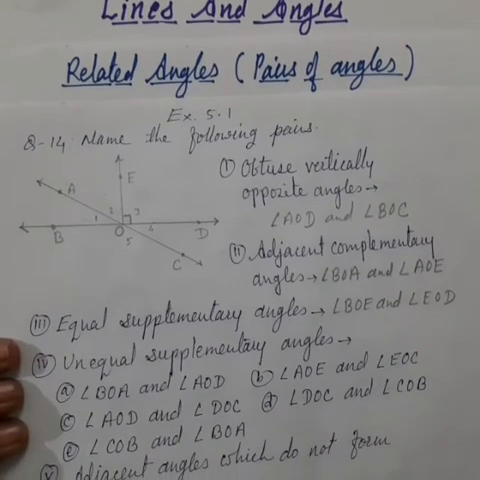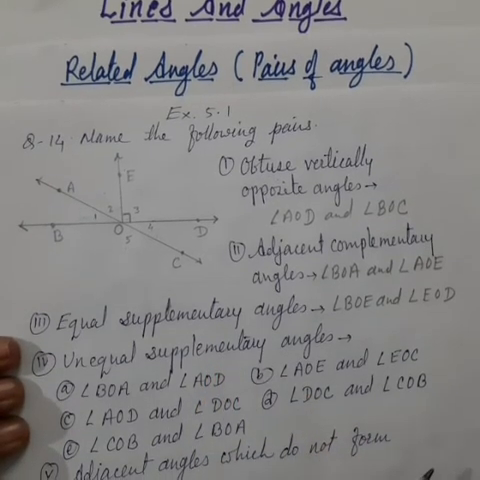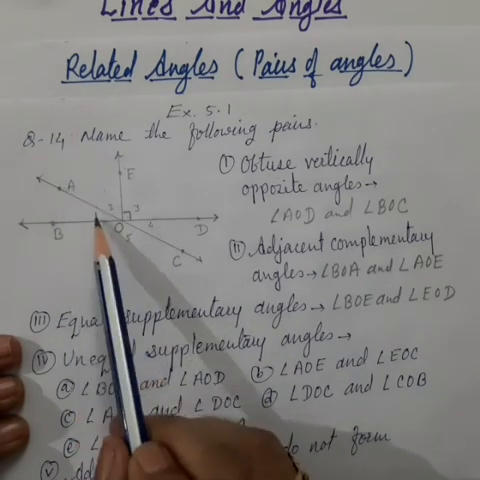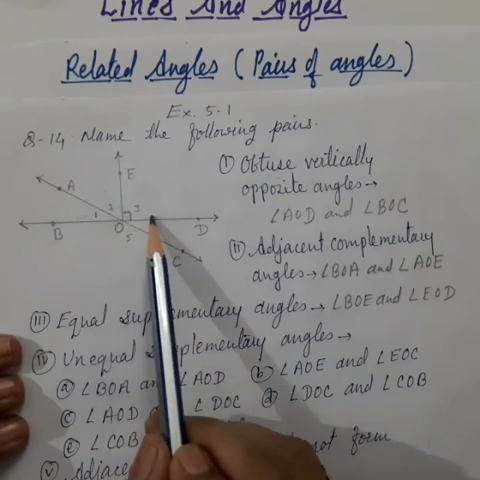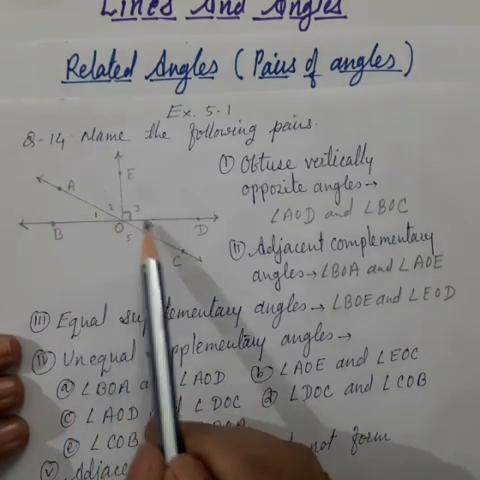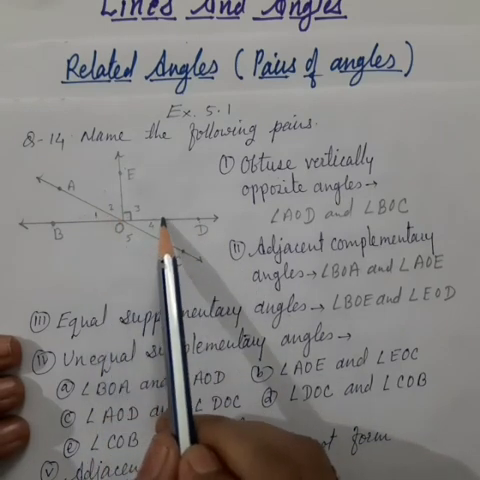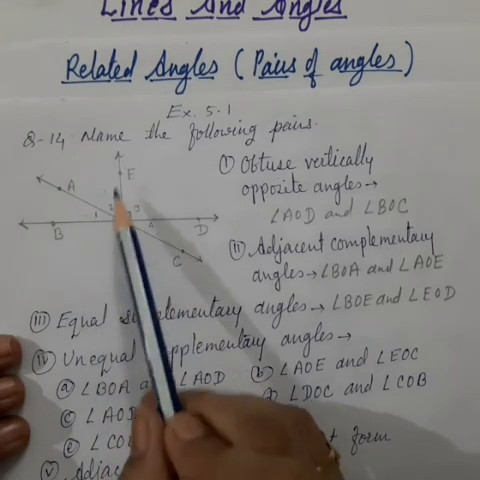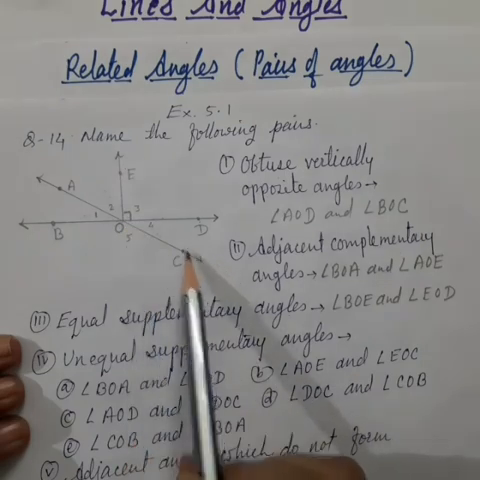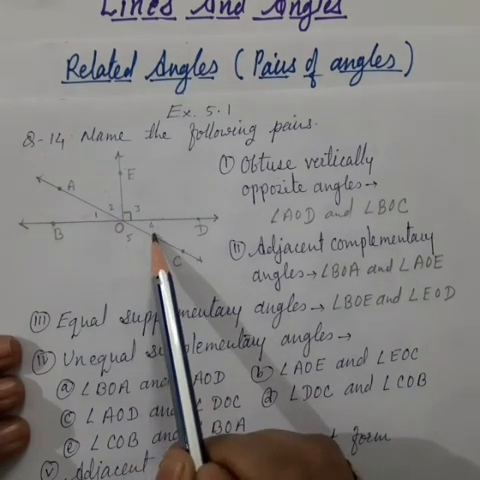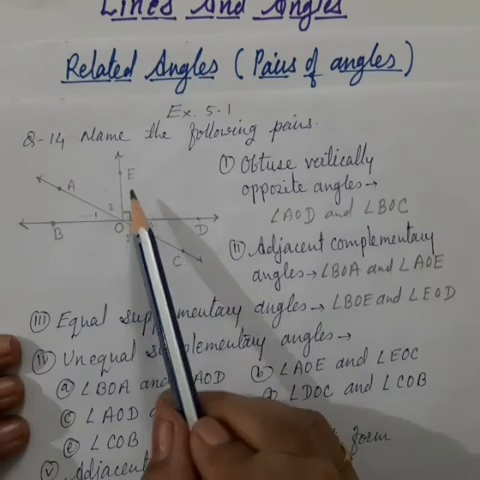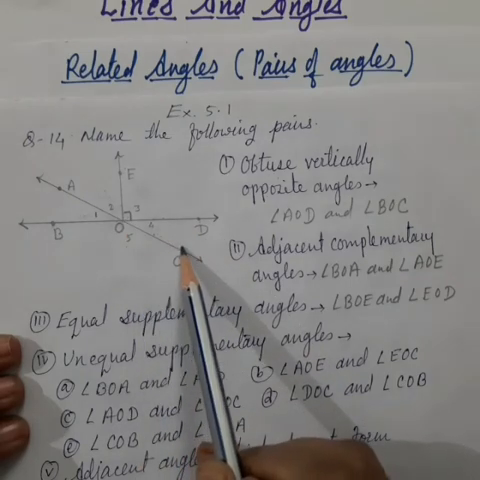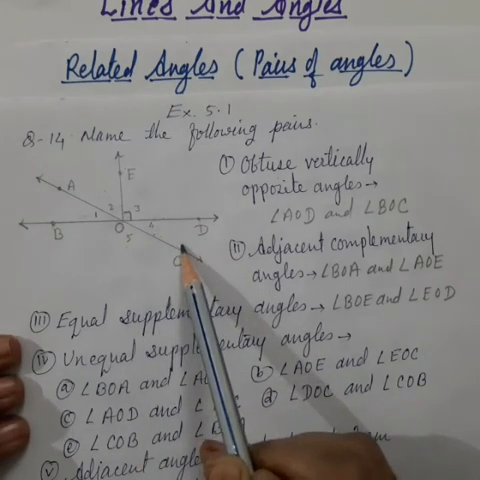Unequal supplementary angles. Supplementary angles means the sum is 180 degrees, but unequal, not equal. So this angle BOA, angle 1 and angle 2 plus 3, BOA and AOD, are unequal but forming supplementary angles. This is one pair. Now the second pair, angle 2, this AOE, and EOC, this 3 plus 4. These are also supplementary angles but not equal. Then 2 plus 3, this AOD and DOC, are also supplementary angles but not equal.